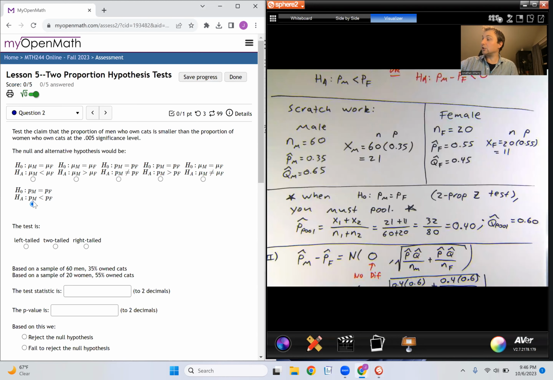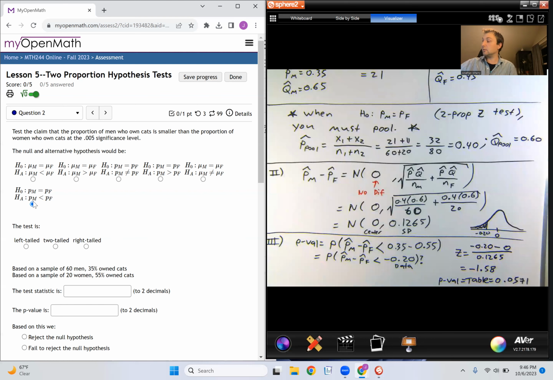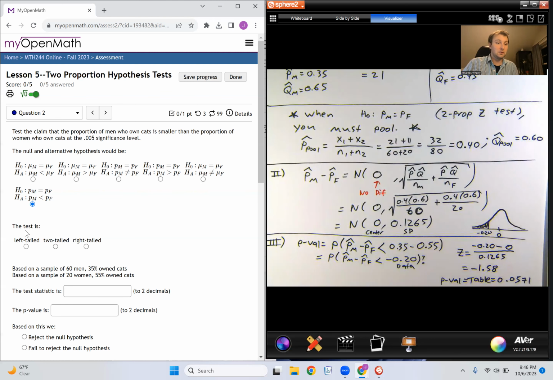My picture, this thing is shaded to the left. That's the symbol from my alternative hypothesis. So this is going to be a left-tailed test. The test statistic, that's my z-score. I have a z-score of negative 1.58. My p-value, that's this table value, that 0.0571. And it says round to 2 decimals, so 0.06 if I round.